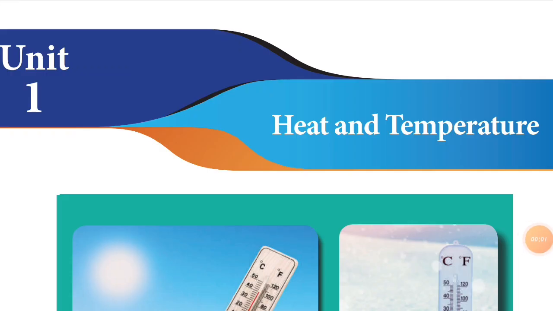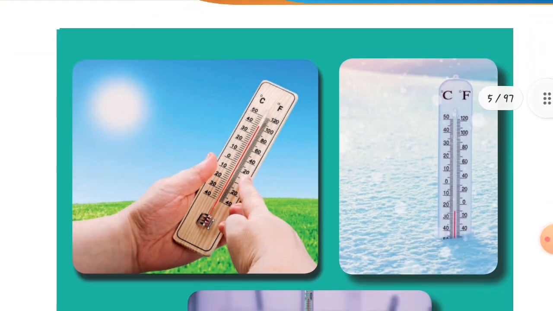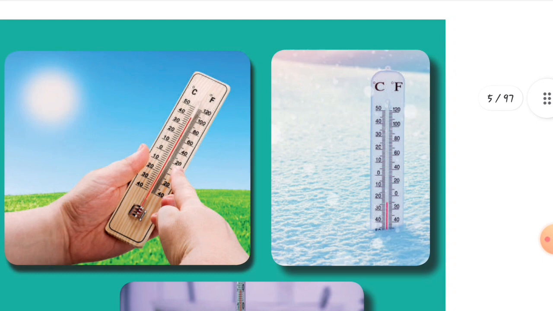Okay, children, see the first unit, heat and temperature, and see the picture. In the first picture, degree Celsius and degree Fahrenheit. So what do these 2 degrees measure? Body temperature. Everything has to be measured with the thermometer scale. This is the thermometer scale. See the second picture, children. We have to measure the water level. This is also done using our thermometer scale.